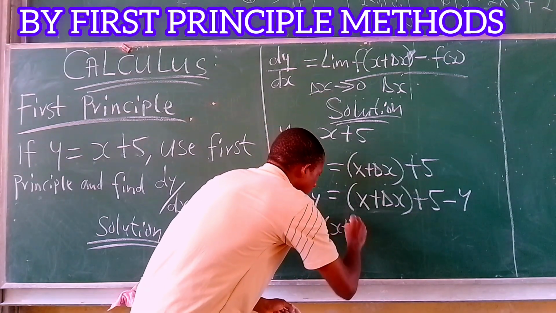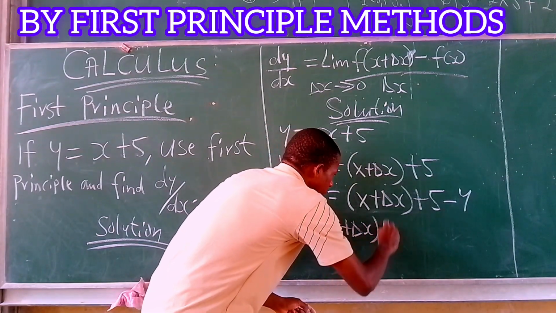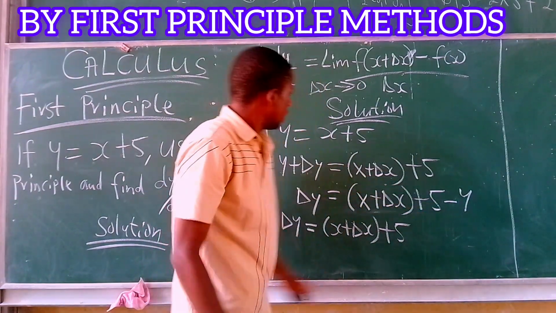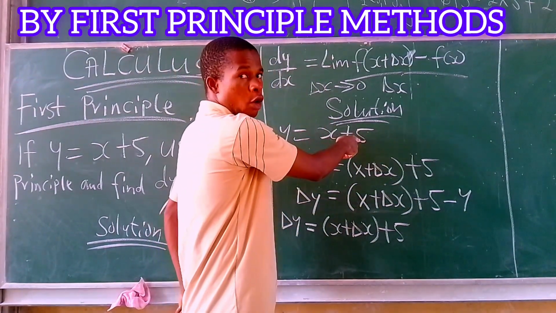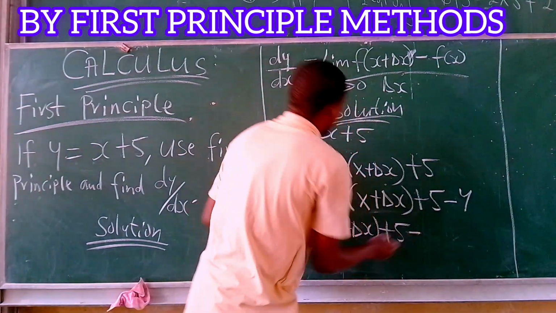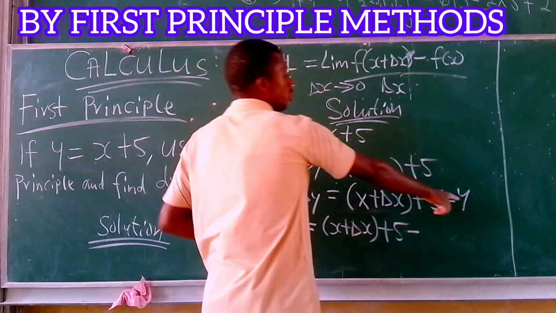X plus what? The x plus 5. Now you know that y initially was what? Initially y was x plus 5. I hope you understand. That's good. So y was x plus 5. So we are replacing this x plus 5 in place of this y here.